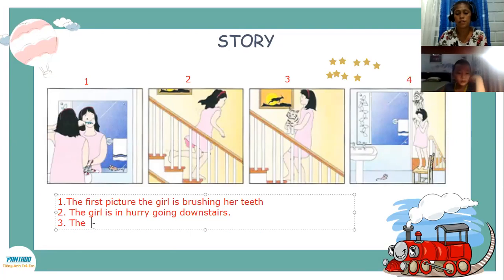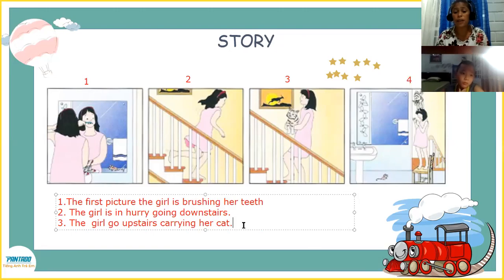The girl is holding the cat. Upstairs, carrying her cat. The girl goes upstairs in number three. The girl goes upstairs carrying her cat. Look at the girl. She's carrying her cat.